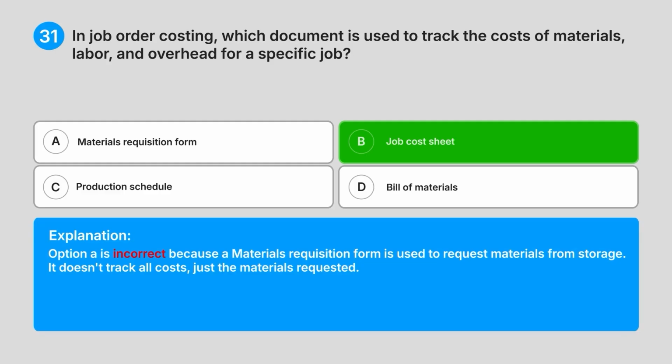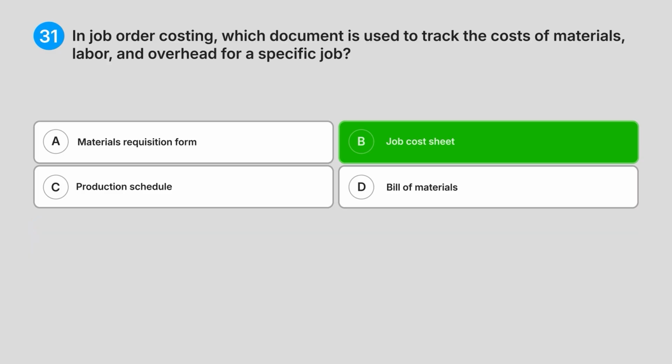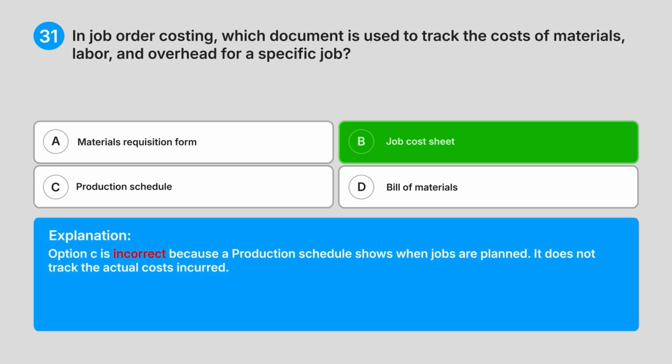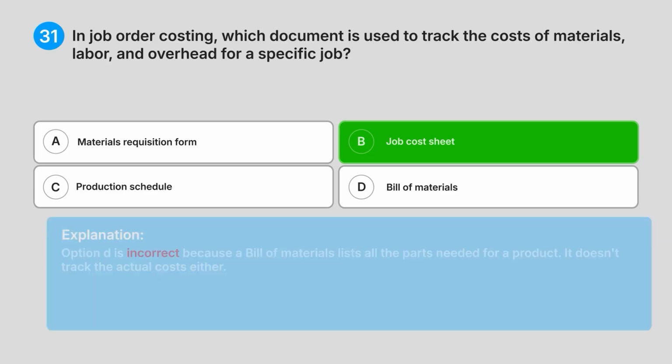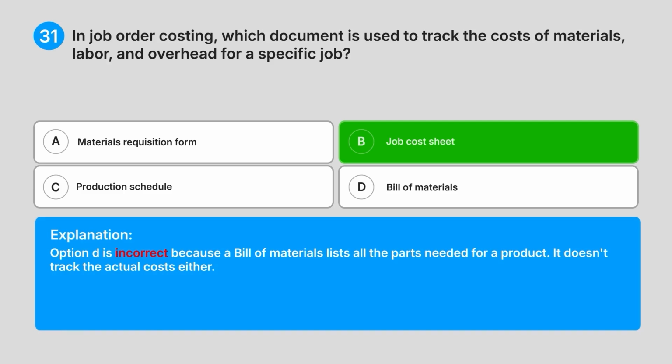Option A is incorrect because a materials requisition form is used to request materials from storage. It doesn't track all costs, just the materials requested. Option C is incorrect because a production schedule shows when jobs are planned. It does not track the actual costs incurred. Option D is incorrect because a bill of materials lists all the parts needed for a product. It doesn't track the actual costs either.